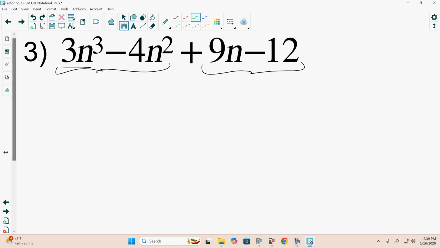Now, if I look at 3n cubed minus 4n squared, what is our greatest common factor between these two? Because 3 and 4 don't have a common factor. N cubed and n squared have a common factor of n squared. Now, if we factor n squared out of 3n cubed, well, we still have the 3. If I take n squared out of n cubed, if we move 2 of the n's away, we're left with n minus. So we'll still have the 4, but the n squared will factor out completely.